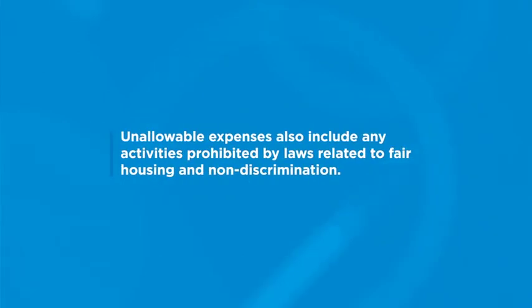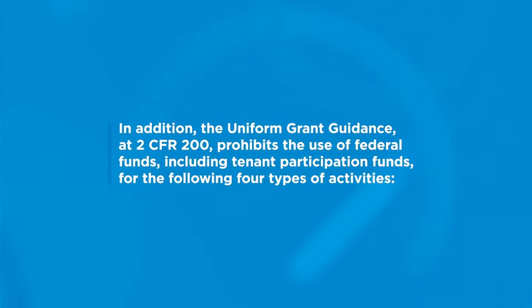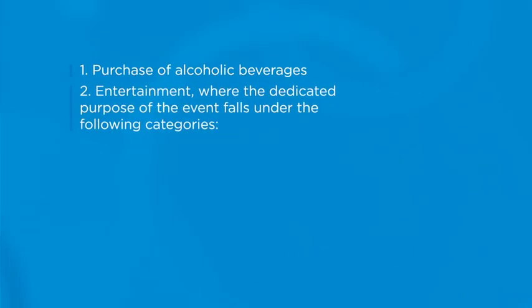Unallowed expenses also include any activities prohibited by laws related to fair housing and non-discrimination. In addition, the Uniform Grant Guidance at 2 CFR 200 prohibits the use of federal funds, including tenant participation funds, for the following 4 types of activities. 1. Purchase of alcoholic beverages. 2. Entertainment, where the dedicated purpose of the event falls under the following categories: amusement, trips to theme parks, county fairs, etc.